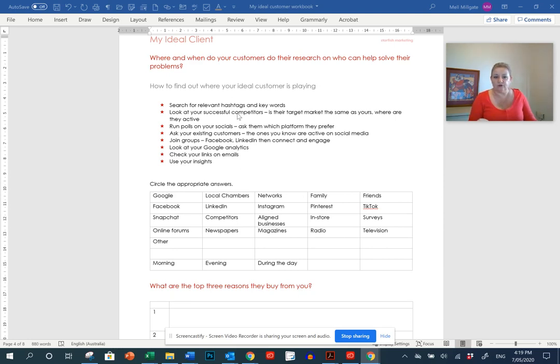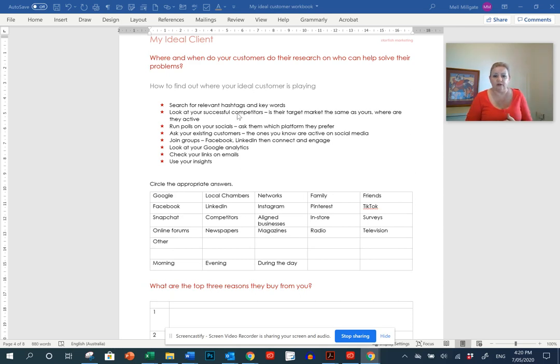Look at your successful competitors and see where they're active. If their target market is the same as yours, and usually if they're a competitor that will be the case, where are they active? Are they on Facebook? Are they on TikTok? Where are they actually being active? And the same with aligned industries, so businesses you may be able to collaborate with. Look at where they are active as well.